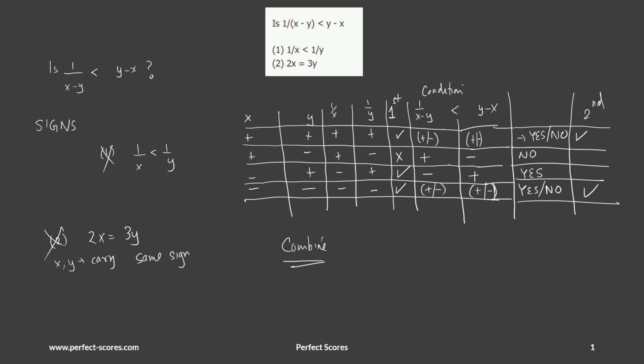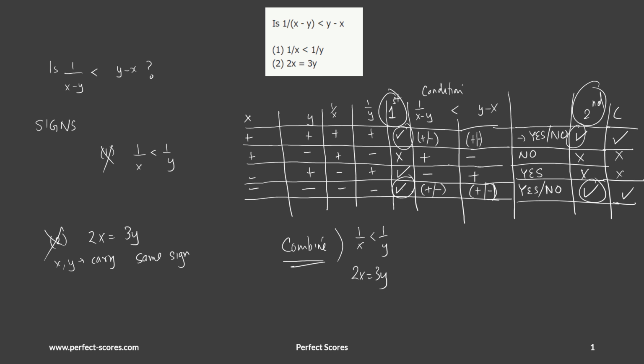So when we combine both the statements, we have two pieces of information. The first is that 1 over x is less than 1 over y, and the second is that 2x is equal to 3y. So what are the conditions that are satisfied for the first statement as well as the second statement? Well, you can clearly see that combined, it's satisfied for this, not satisfied for this, not satisfied for this, satisfied for this, because the only two ticks common to both the statements are the first and the last one.